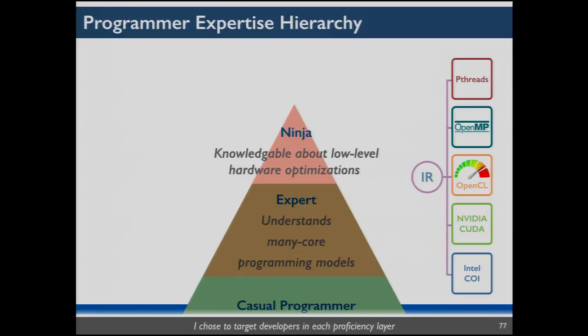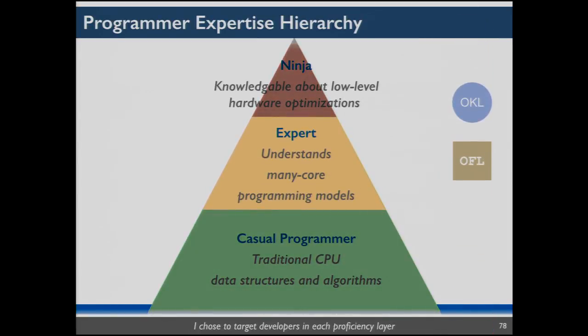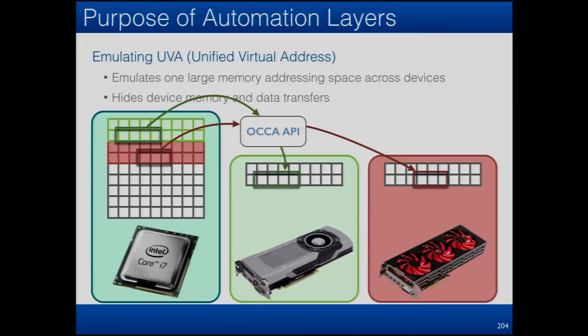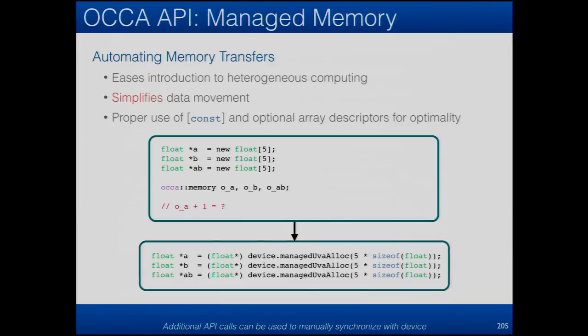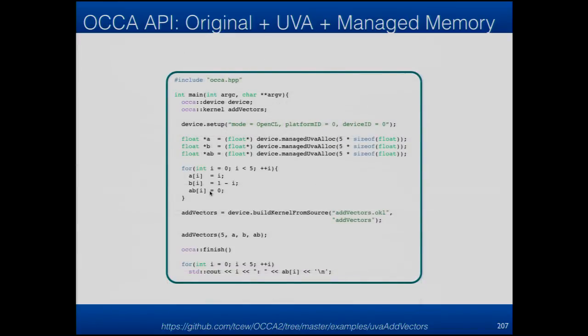If you're a Ninja programmer, you would use OpenCL or CUDA. You probably wouldn't need to deal with this stuff. But if you're an expert, then you might want to use the IR. If you're a casual programmer, you probably use the CPU. So there's lots of things here. What we did is we took advantage of the CUDA unified virtual address space, which unifies the space of memory on the device and the host, and we emulated that in OpenCL, and we provide support for that in OpenMP. And we actually have managed data, so that if you allocate an array, we can get rid of some memory copies and simplify the code.